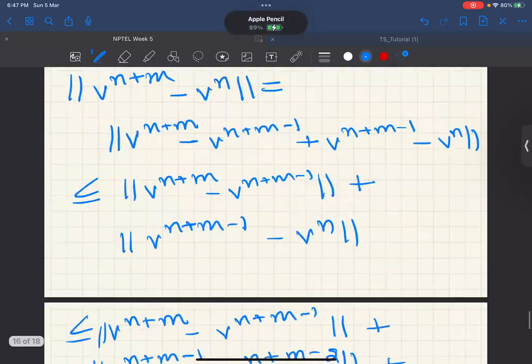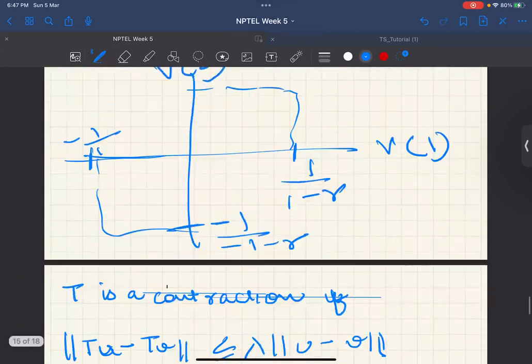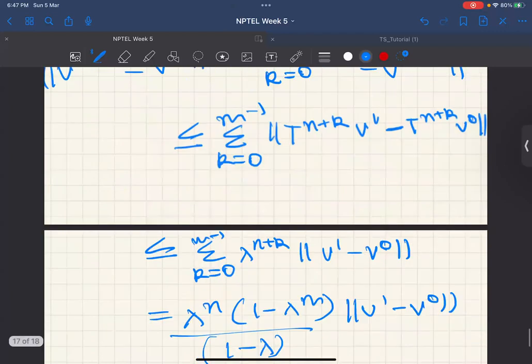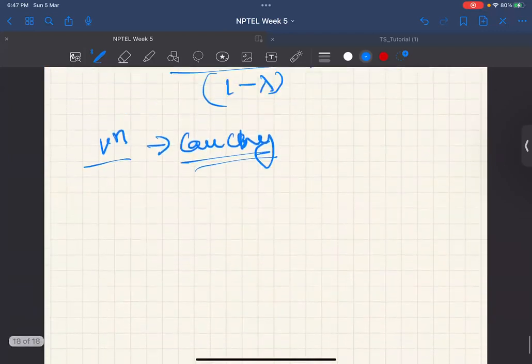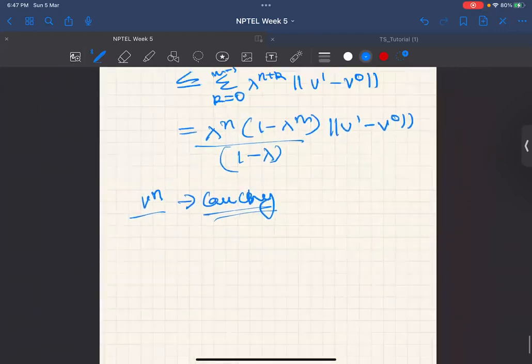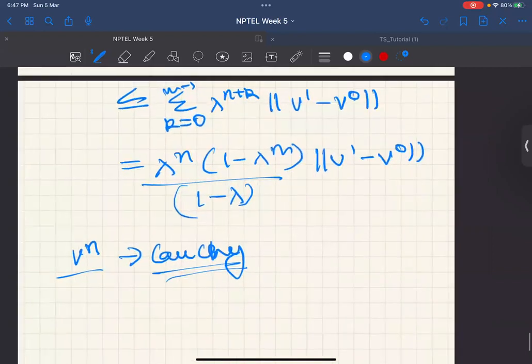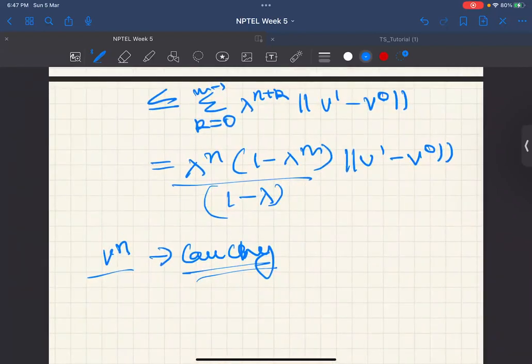I have only one question. In the last line, you have written lambda^n into (1 - lambda^m), right? And divided by (1 - lambda), which means we have lambda to the power n plus k. So from that it was m minus 1. Then we are putting... Okay, wait a second.